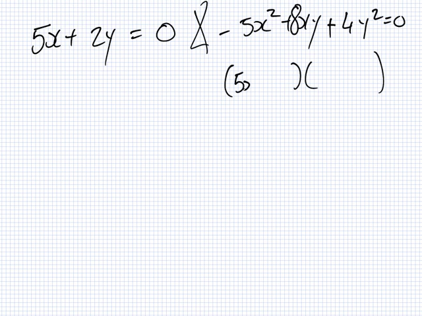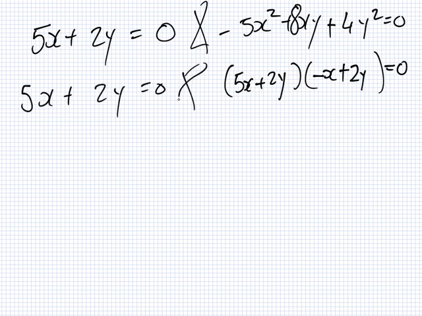So that's 5x plus 2y, that is minus x minus 2y equals 0. So we have 5x plus 2y equals 0 and 5x plus 2y times minus x plus 2y equals 0.